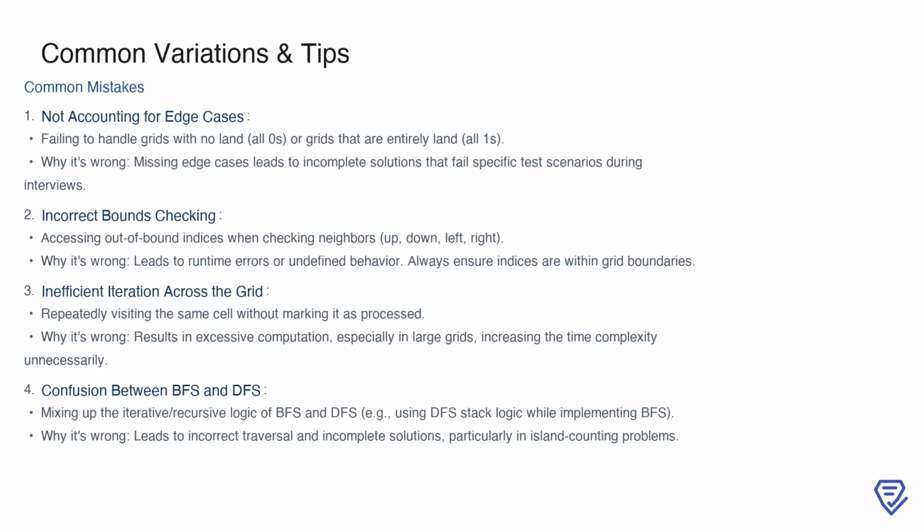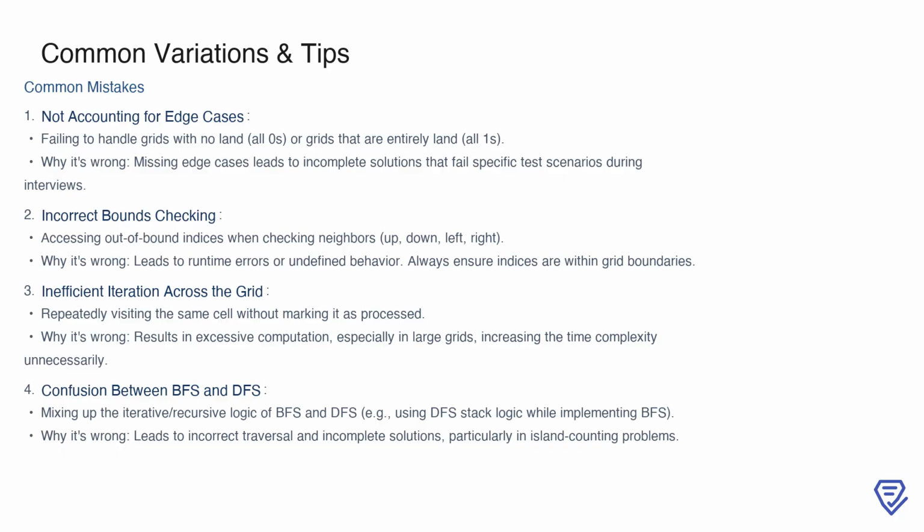When solving the island perimeter problem, there are some common mistakes to watch out for. First, not accounting for edge cases can lead to incomplete solutions. For instance, grids with no land at all, where everything is zero, or grids that are entirely land with all ones, can often be overlooked during implementation. Missing these edge cases means your solution might fail specific test scenarios, especially in interviews.